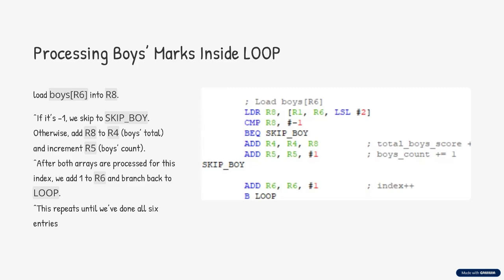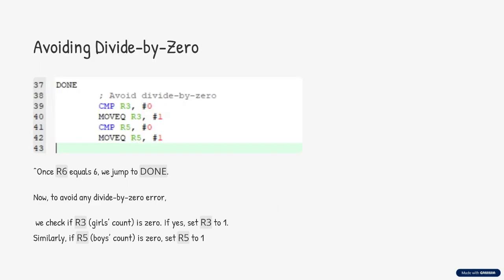After both arrays are processed for this index, we add 1 to register R6 and branch back to loop. This repeats until we've done all 6 entries. Once register R6 equals 6, we jump to done. Now, to avoid any divide by 0 error, we check if R3, which is the girls count, is 0. If yes, set register R3 to 1. Similarly, if register R5 is 0, set register R5 to 1.